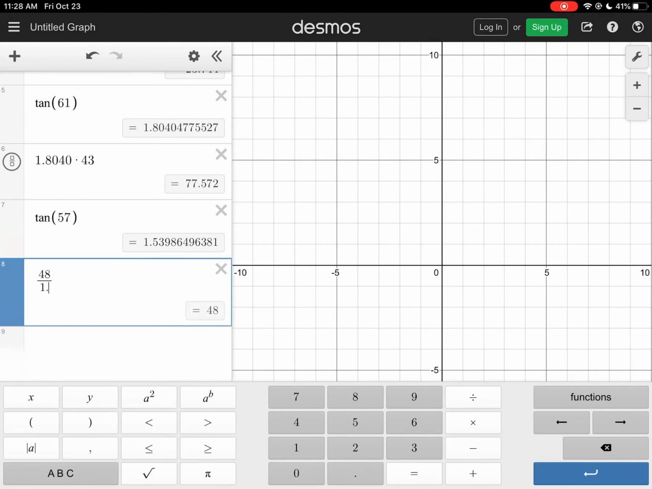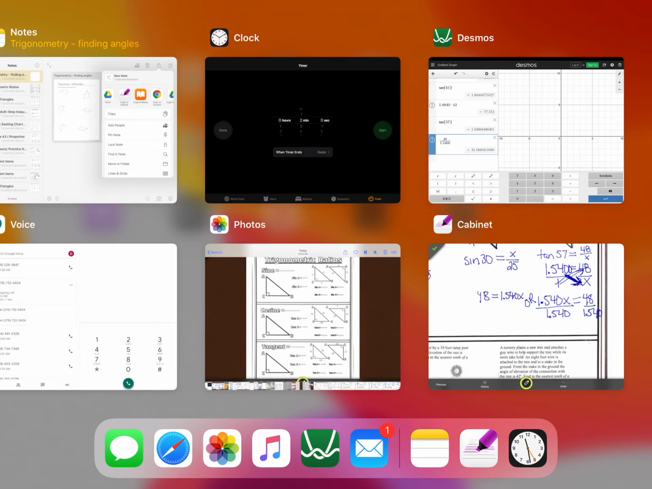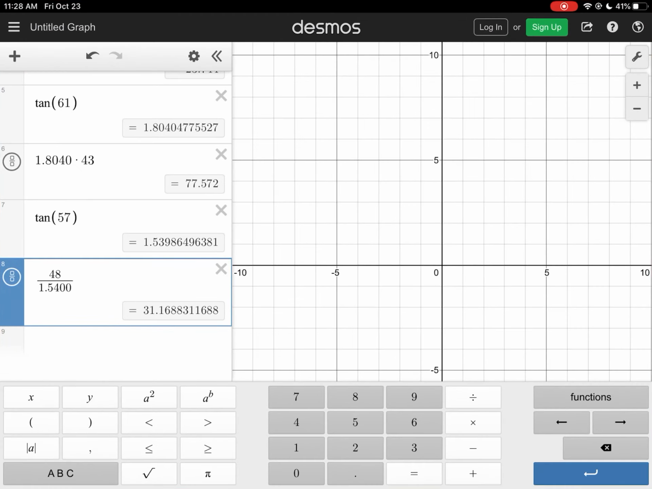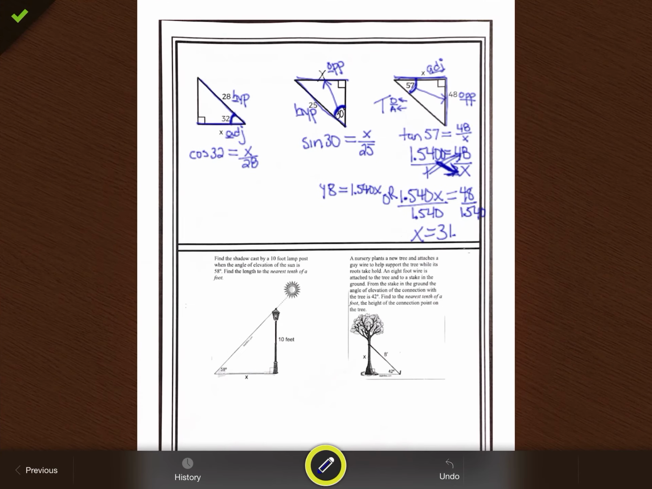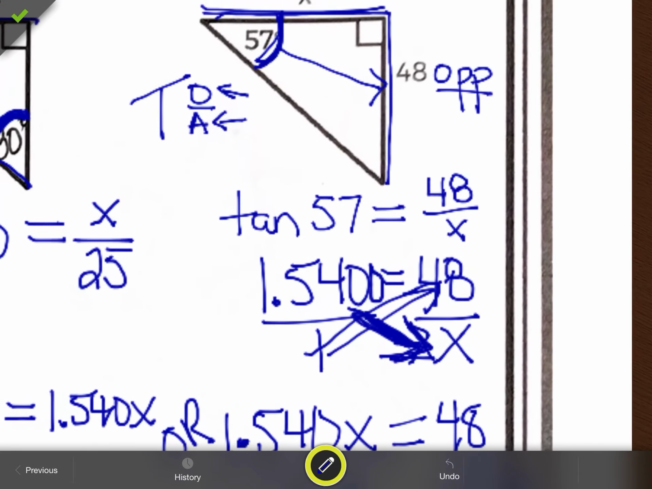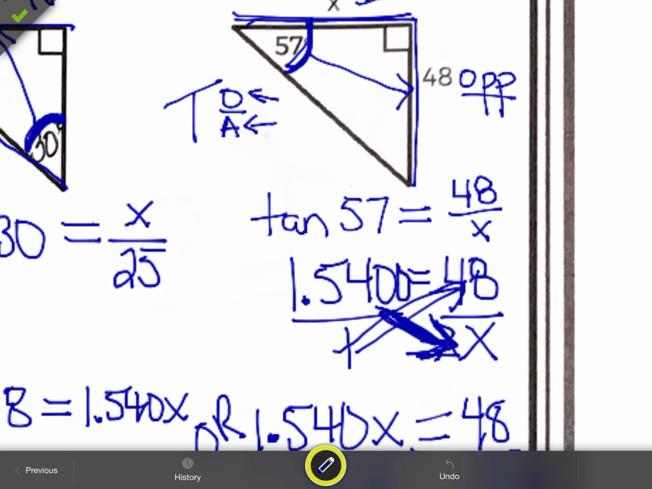So 48 divided by 1.540, technically 0, doesn't change my answer. 31.16. Let's round to the nearest, again, tenth. So x is 31.2. And again, they don't tell us the units, so don't just throw the x on top. You have to follow what your fraction is. Opposite over adjacent, 48 over x. When the x lands in the bottom, you just have an extra step in the algebra.